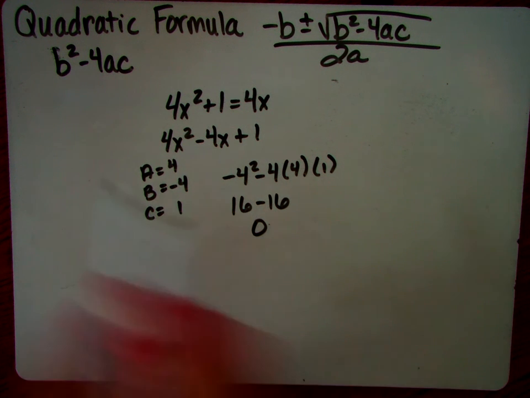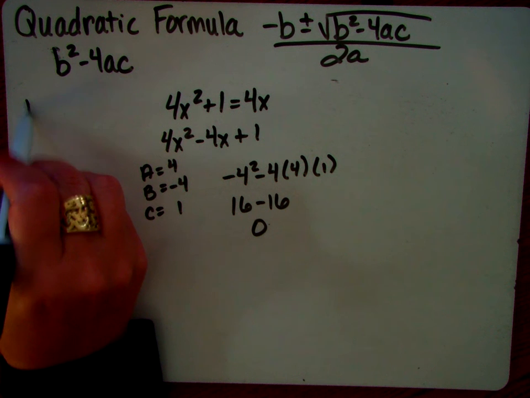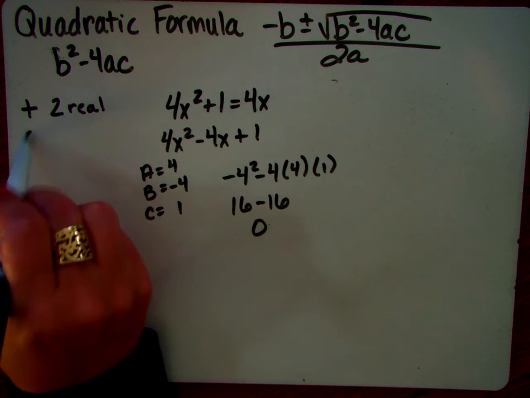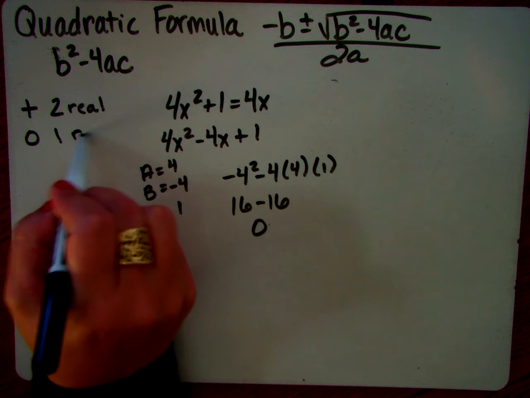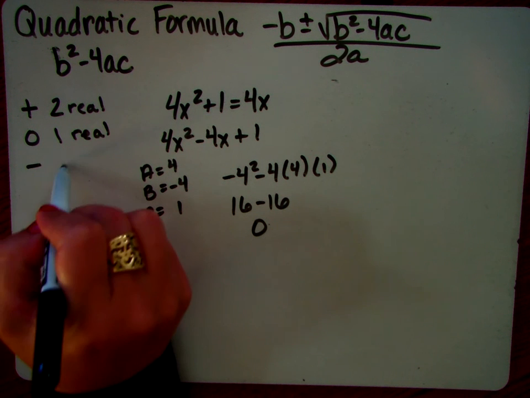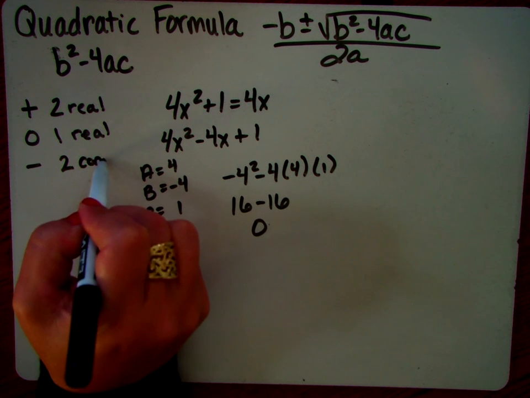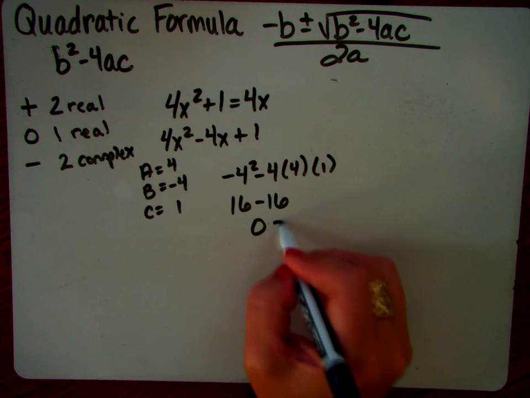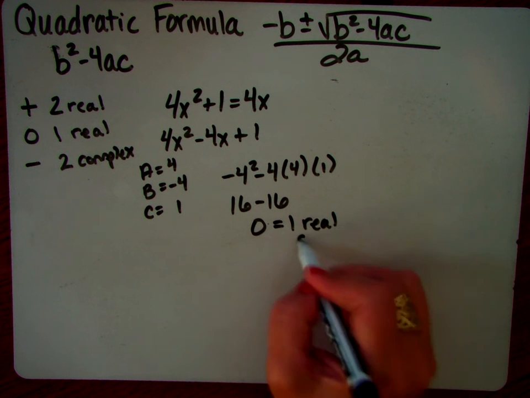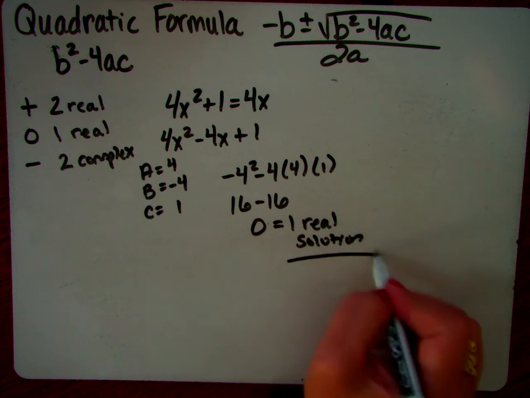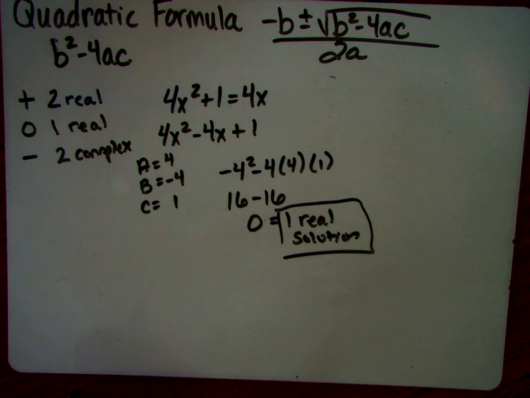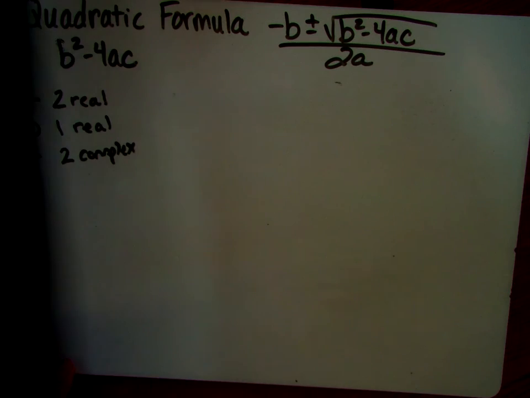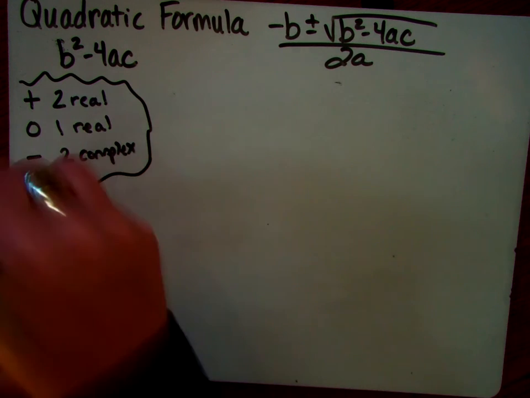Now, if you want to, just keep a little cheat sheet over here. If your discriminant is positive, you get 2 real solutions. If your discriminant is 0, you get 1 real solution. And if it's negative, you get 2 complex solutions. Complex means your answers have i's in them. So here I have 0, so that means I'm going to have 1 real solution. Okay, let's do another one. So this is our little cheat sheet.